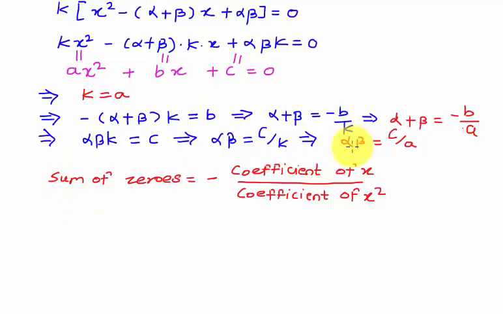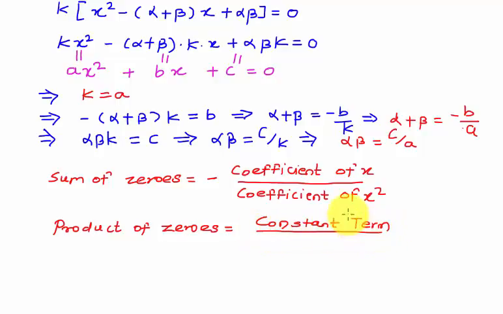Now what is product of zeros? So alpha into beta, that means product of zeros is equal to c by a. c is nothing but the constant term. So constant term divided by a. a is nothing but coefficient of x square. So this is the relationship between zeros of a polynomial and the coefficient of a polynomial.